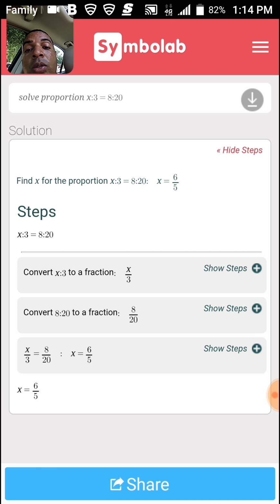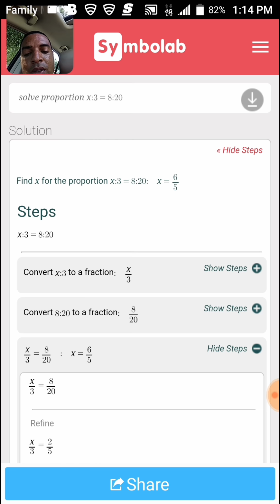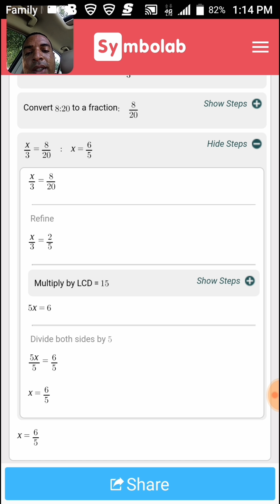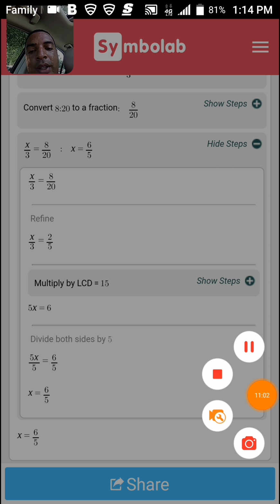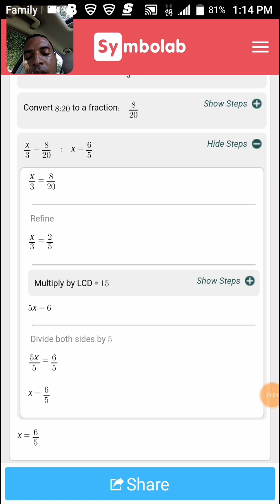We could either cross multiply, or let's go through the steps they've given us. To find this, we multiply by the least common denominator. To find your least common denominator, you take the two denominators and multiply them. Then we took those and divided both sides by 5, and we got 6 over 5. x equals 6 over 5.